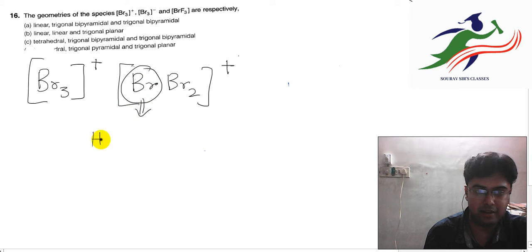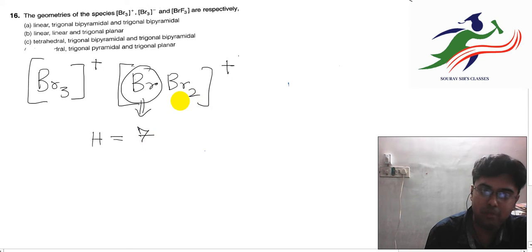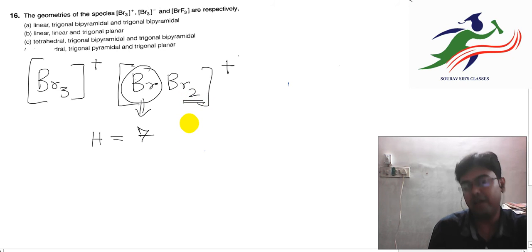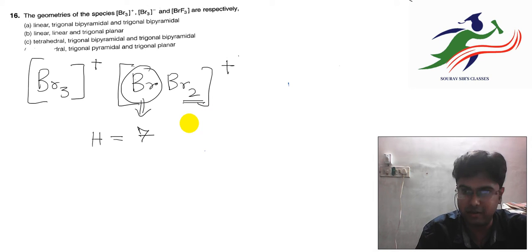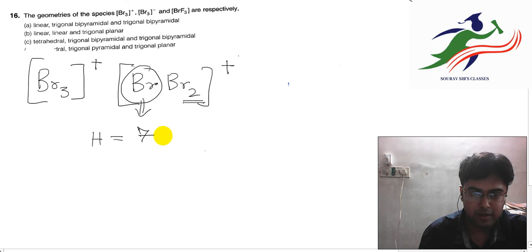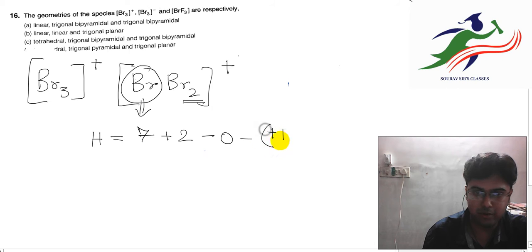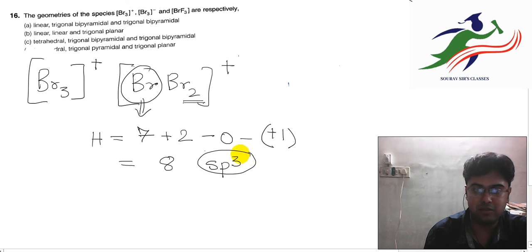So first do the calculation of H. How many valence electrons? Being a halogen family member, it would also possess 7 valence electrons. Then how many sigma bonds are formed? Normally halogens form sigma bonds, right? Only consider pi bonds for atoms like oxygen, nitrogen, sulfur when they are non-central atoms. So for the rest of the atoms, we would generally consider sigma bonds. So 2 sigma bonds with 2 other bromine atoms. No pi bonds, so 0, and there is a plus charge over the molecule. So this is 7 plus 2 minus 1, so that is 8. So the hybridization should be sp3.